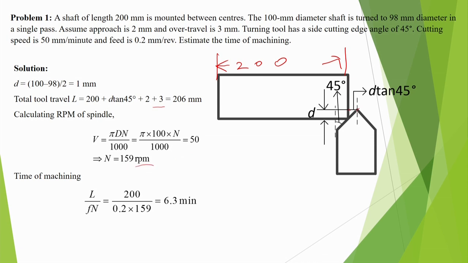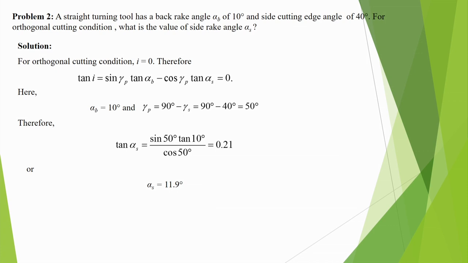Then time of machining will be L divided by Fn, and this will be 200 divided by 0.2 into 159. This is nothing but the feed velocity. Fn is feed velocity. So length divided by feed velocity will be this thing, and it comes out to be 6.3 minute. Okay. So that is what. Now go to problem 2.